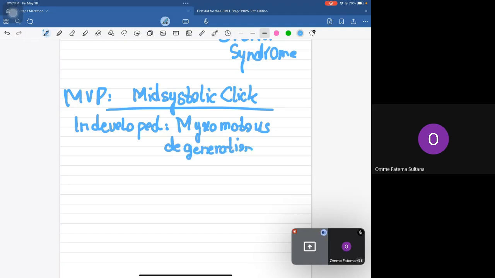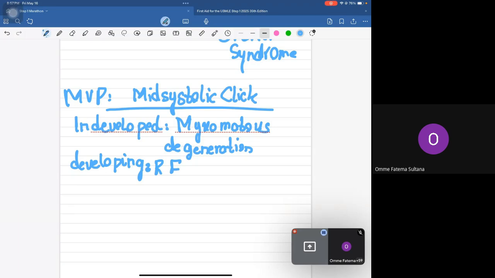Now, in developing countries, the most common cause of mitral valve prolapse is rheumatic fever, right? So, for example, if they give you a patient of 30 years of age and they say that this person has come to you and has a murmur that is present at the apical area of the heart, and this murmur has a mid systolic click, the first thing that should come to your mind is mitral valve prolapse. And then they say, what is the most common cause of this murmur?